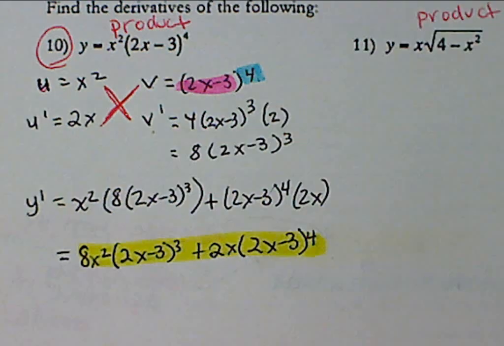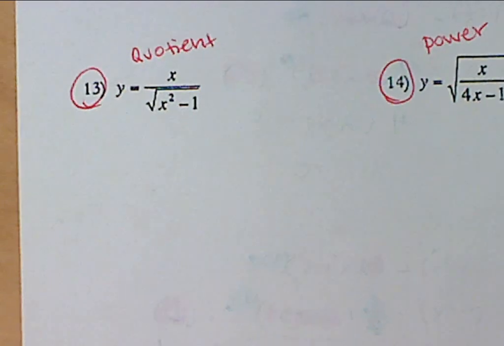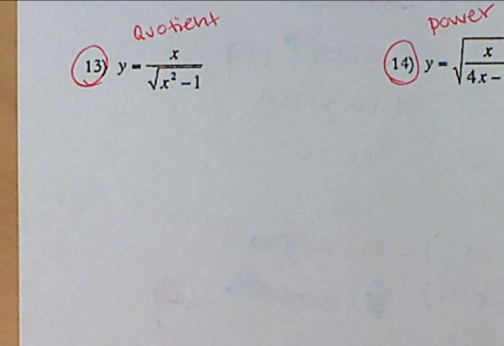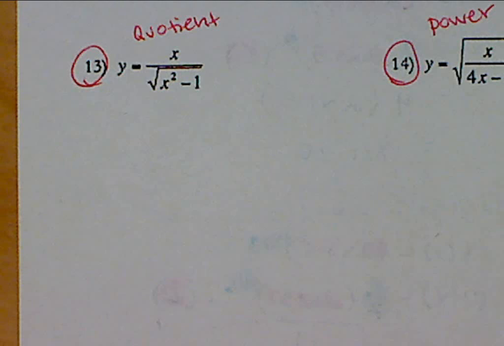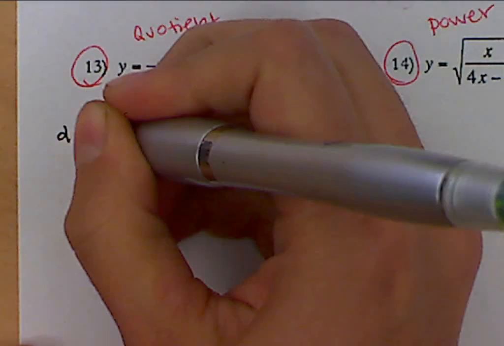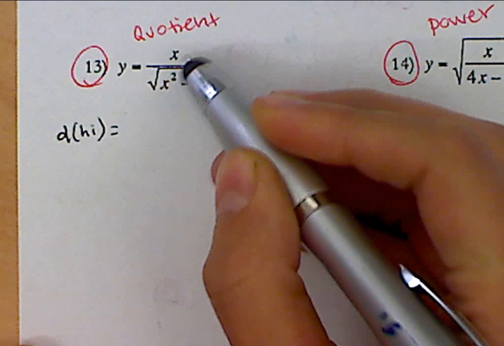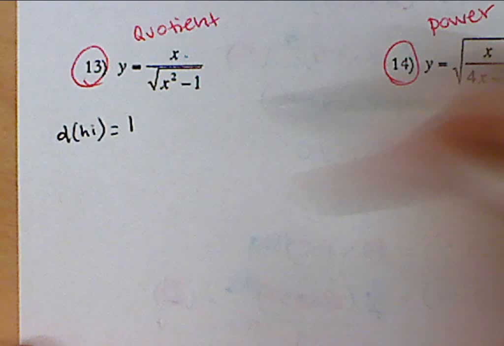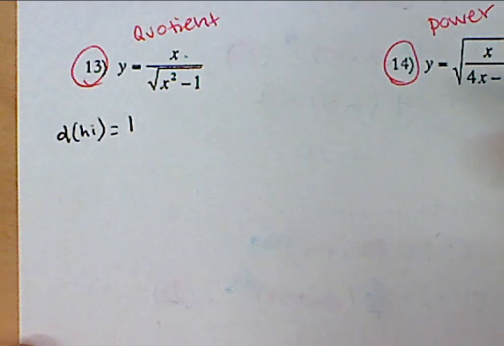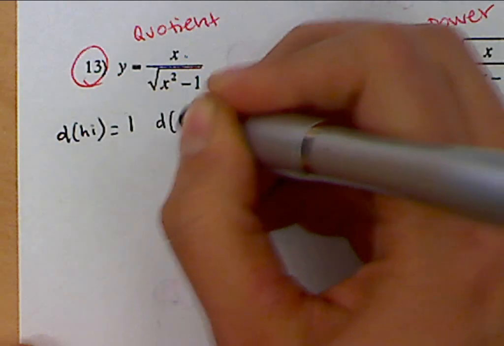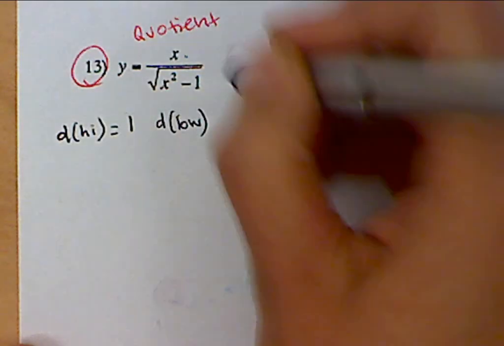Now let's do 13. So 13 is a quotient rule. I can see in the denominator, it uses the chain rule. So for quotient rule, I still want to think of my high and my d low. So I will say my d high is the derivative of what's up here. That's 1. Nice and easy. My d low is the derivative of this thing.